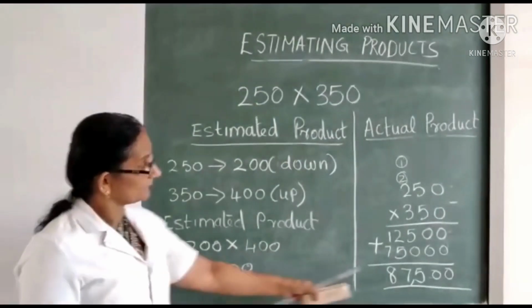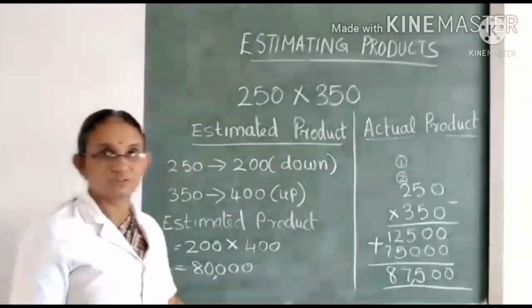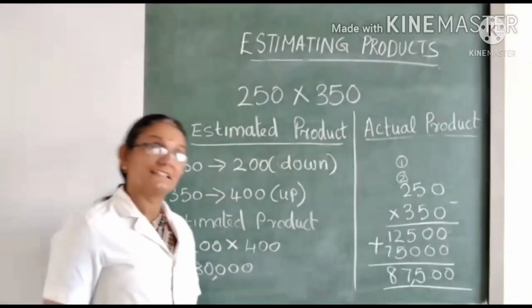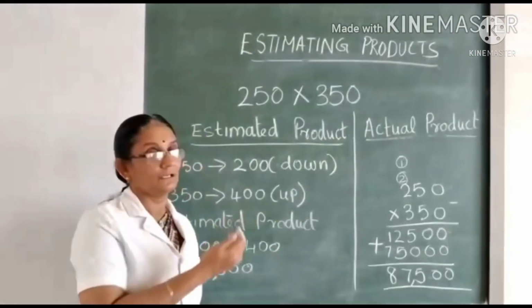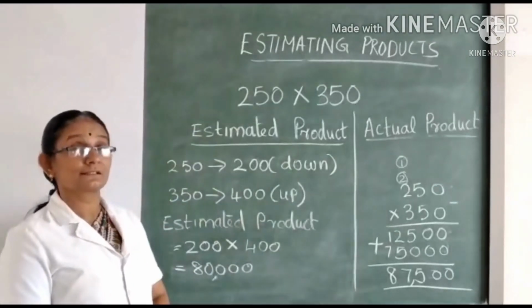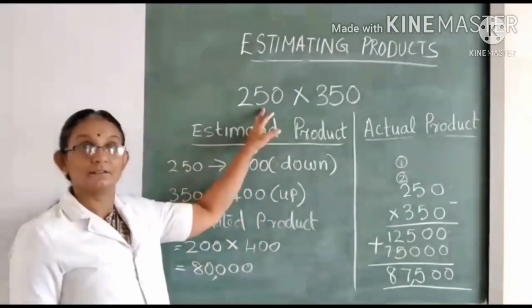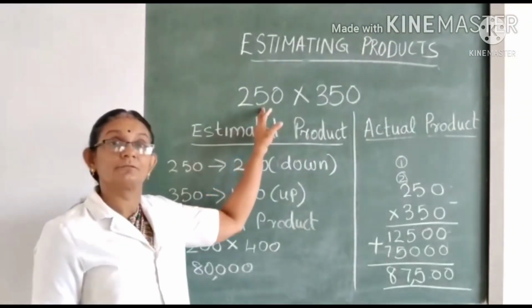Now do you see the difference between the actual product and estimated product? They are almost the same, isn't it? There are certain conditions where you have to round one number up and the other number down. And it is mostly seen when you have the digit in the tens place as 5.